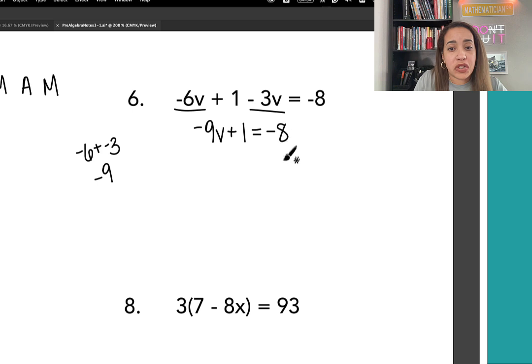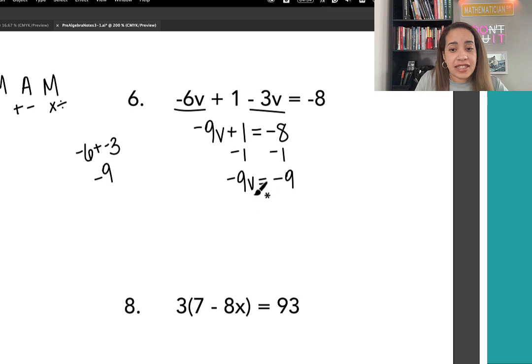Now we are down to our two-step equation. We see multiplication because we see an integer right next to a variable, and we also see addition. We know that we should undo addition and subtraction before we undo multiplication and division. So I want to cancel out this addition by doing the opposite. I need to subtract 1 from both sides of the equal sign. So now I have negative 9v by itself on the left side, and on the right side, negative 8 minus 1 gives us negative 9.